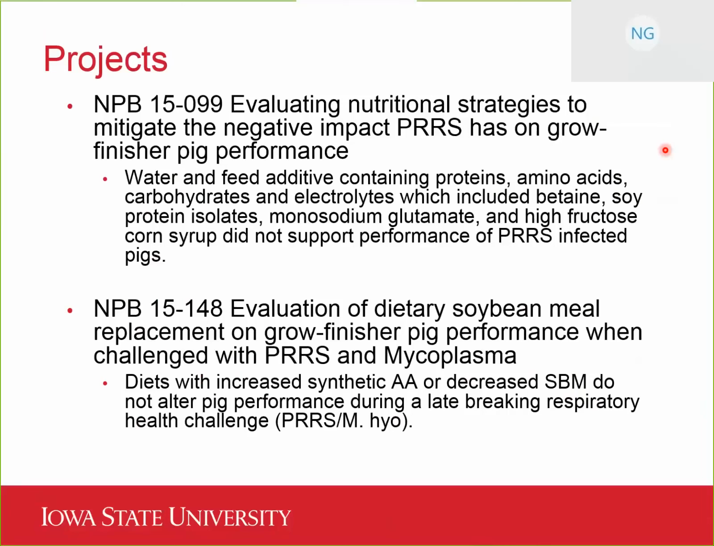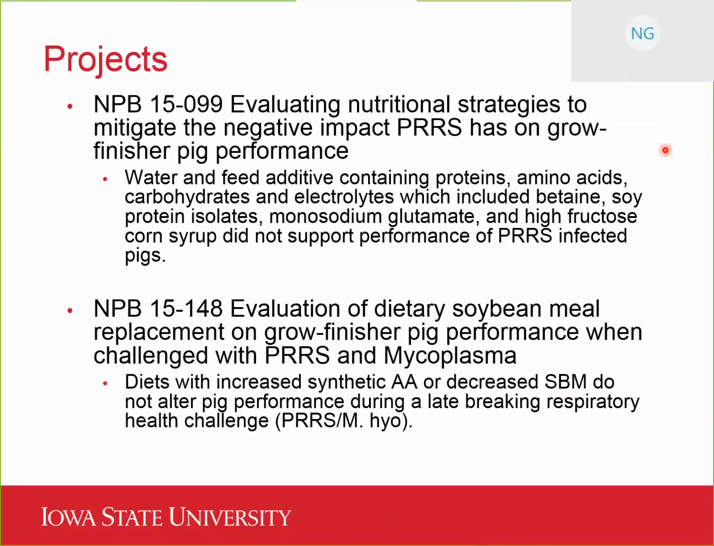The other thing that we've tried to do in the past, and this was the 15148 project that the Pork Board funded us, was to evaluate soybean meal replacement in growing-finishing pigs when they were given the dual challenge of PRRS and mycoplasma. And so with this one, Wes Shuir, when he was a master's student with me, we went in and dual inoculated about 200-pound pigs, and we gave them a PRRS and mycoplasma high ammonia dual challenge prior to market, so about 4 to 6 weeks prior to market.